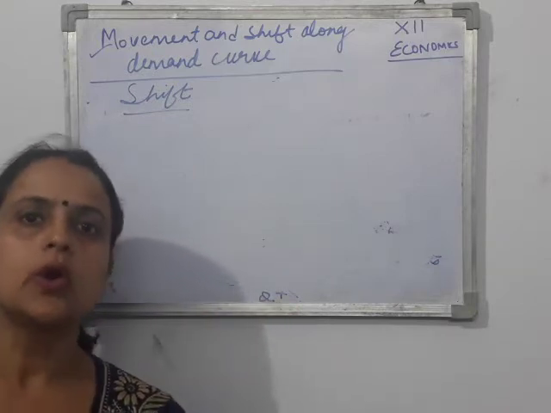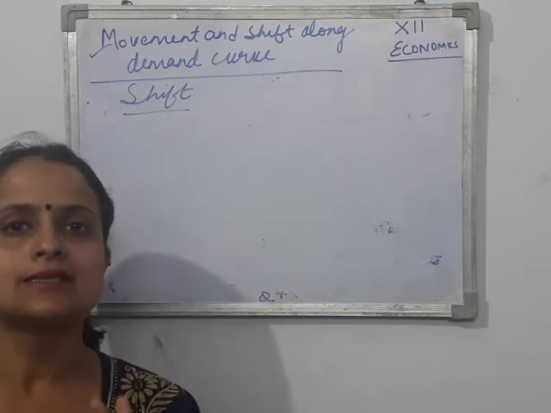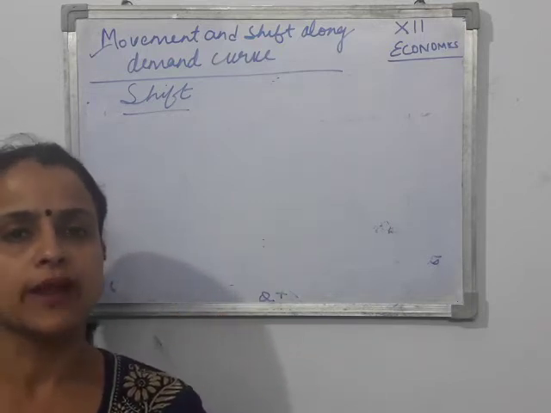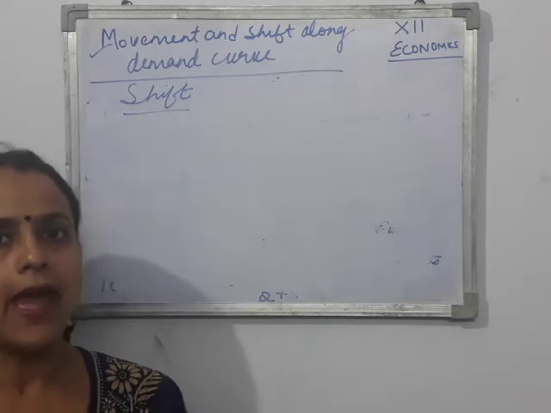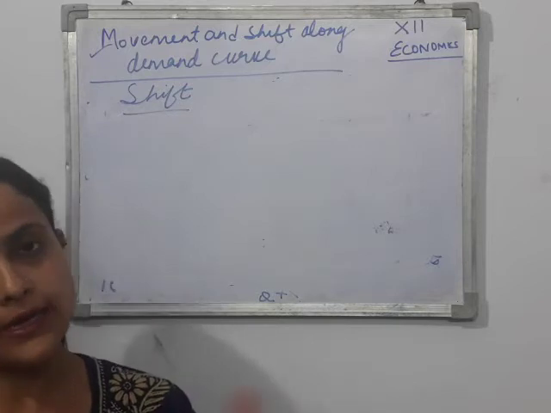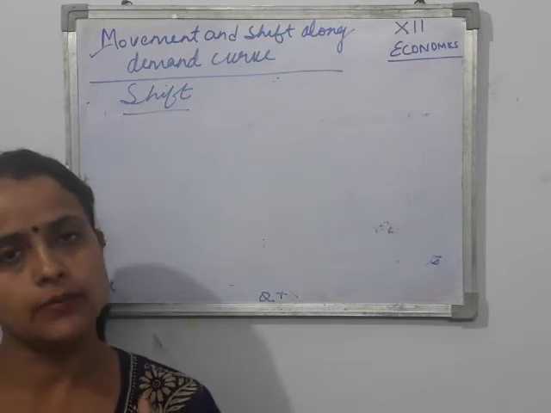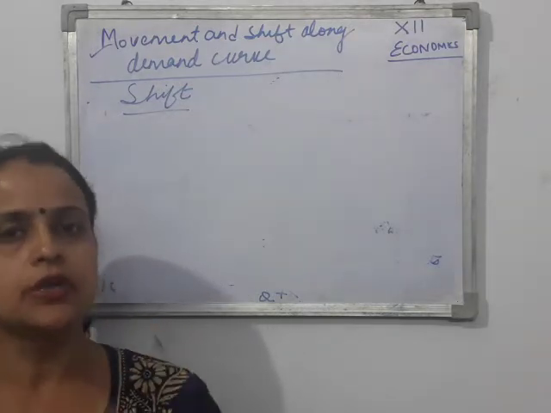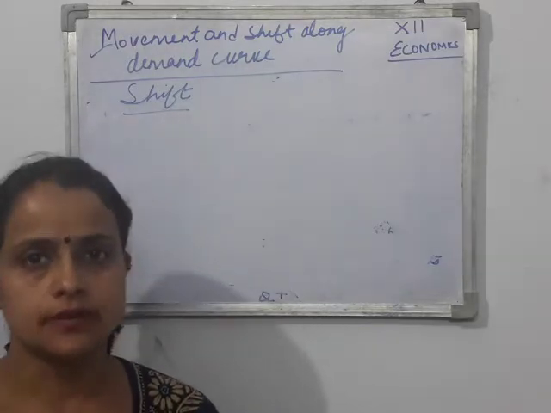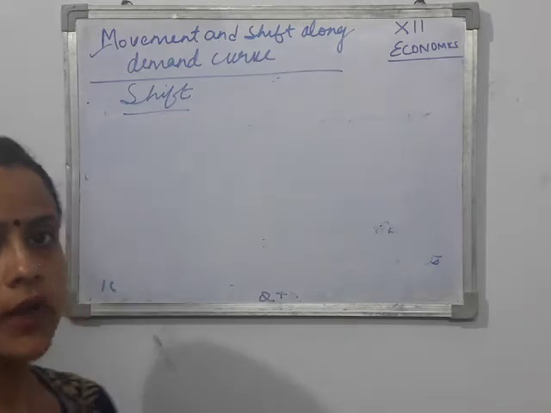In shift also the main thing is the increase and decrease in demand, but the reason is different. The reason is not price. That means price is constant here, and the other factors influence the demand and supply. The increase or decrease in demand is affected by other factors like change in income, population, taste and preferences, emergencies, weather conditions. Right? So I'll explain to you.